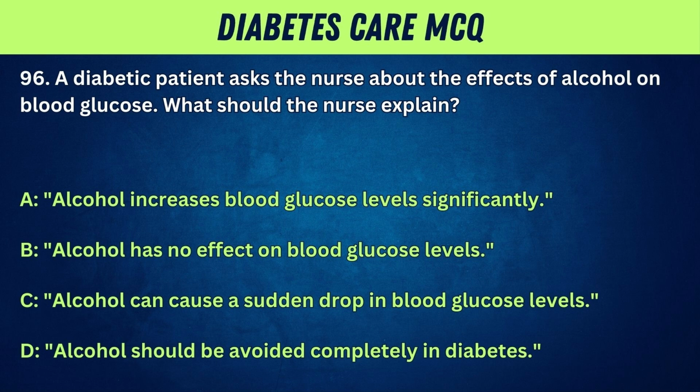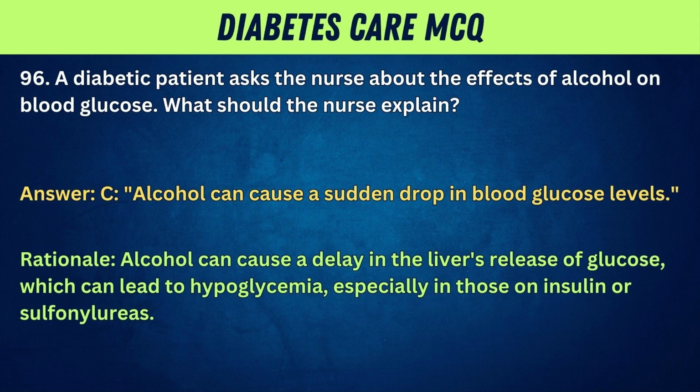96. A diabetic patient asks the nurse about the effects of alcohol on blood glucose. What should the nurse explain? A. Alcohol increases blood glucose levels significantly. B. Alcohol has no effect on blood glucose levels. C. Alcohol can cause a sudden drop in blood glucose levels. D. Alcohol should be avoided completely in diabetes. Answer: C. Alcohol can cause a sudden drop in blood glucose levels.